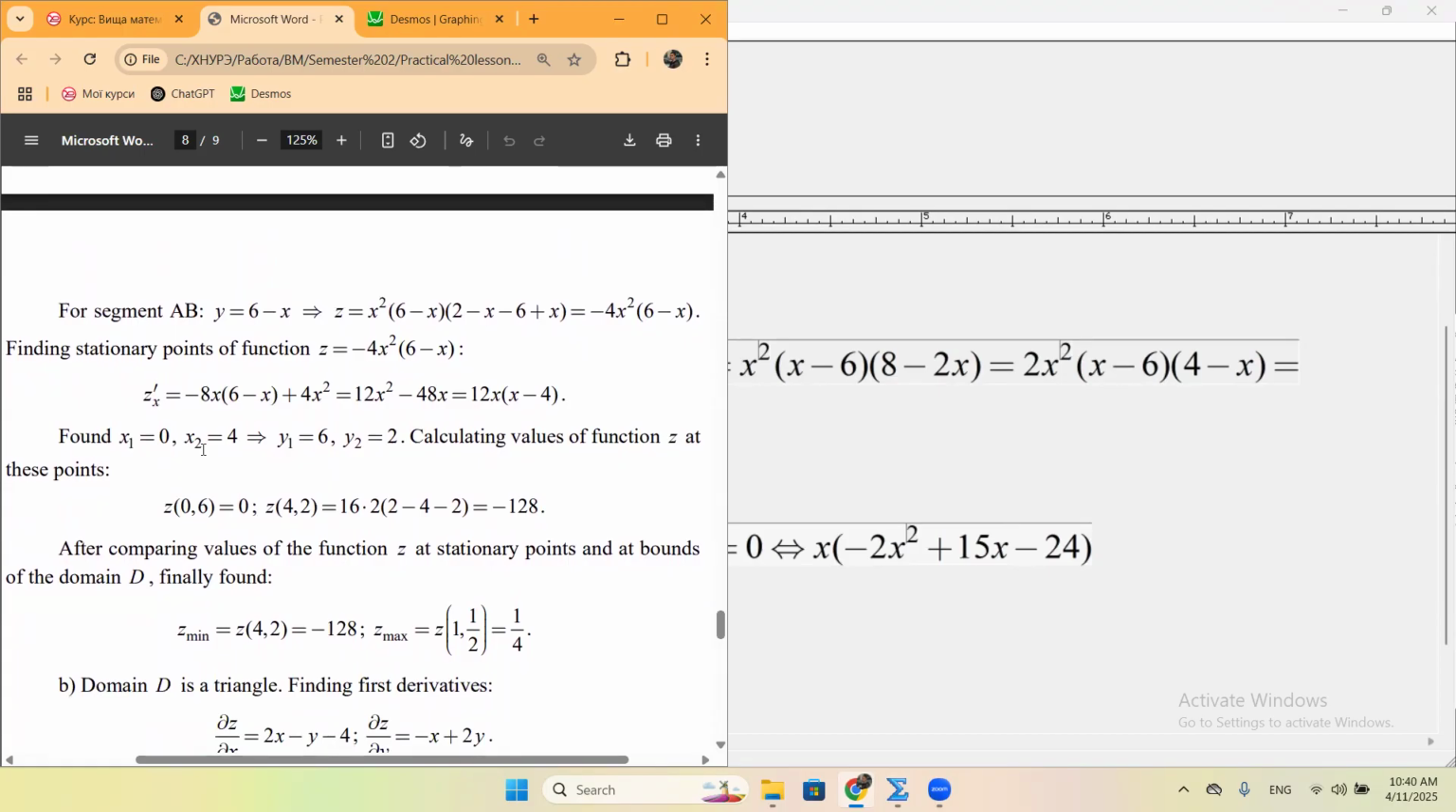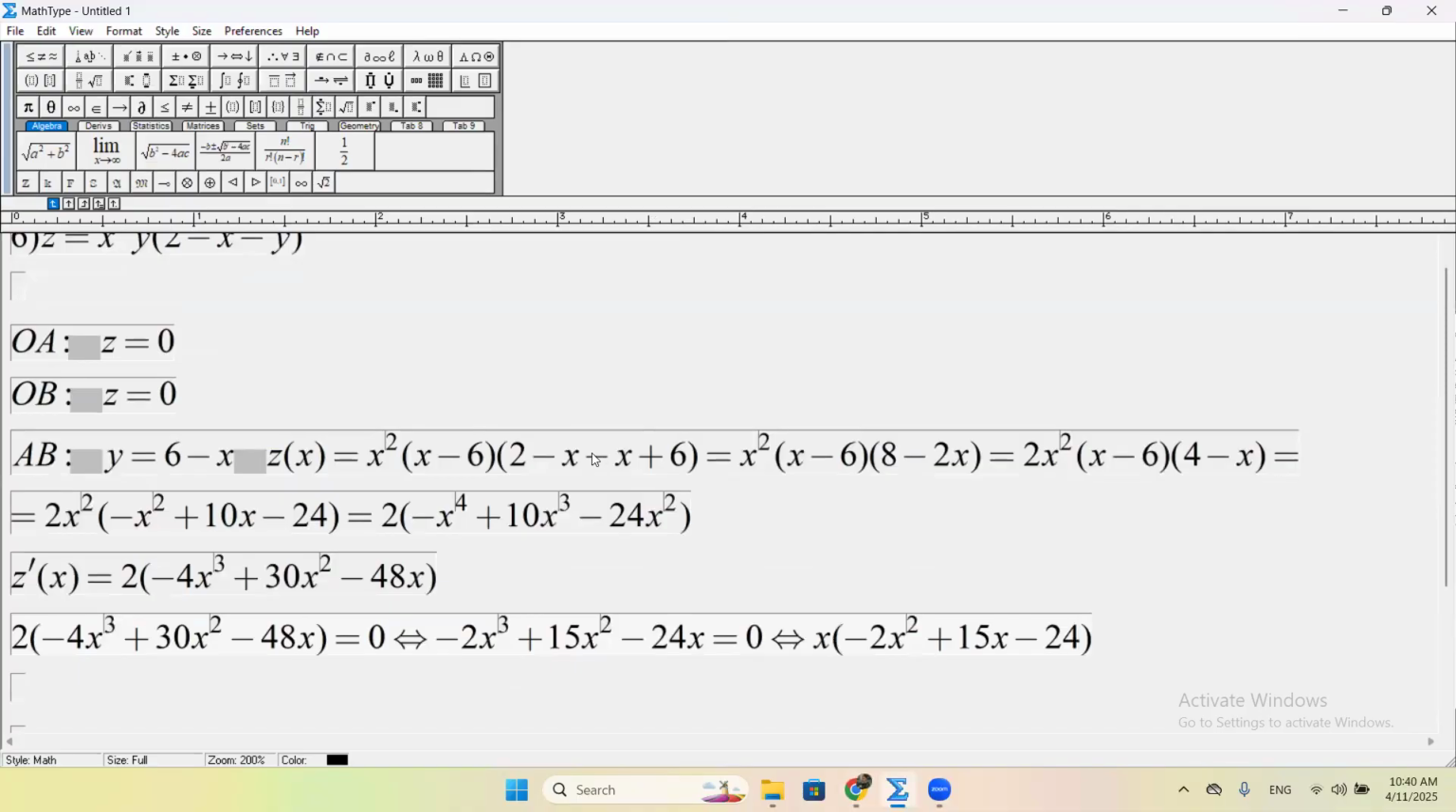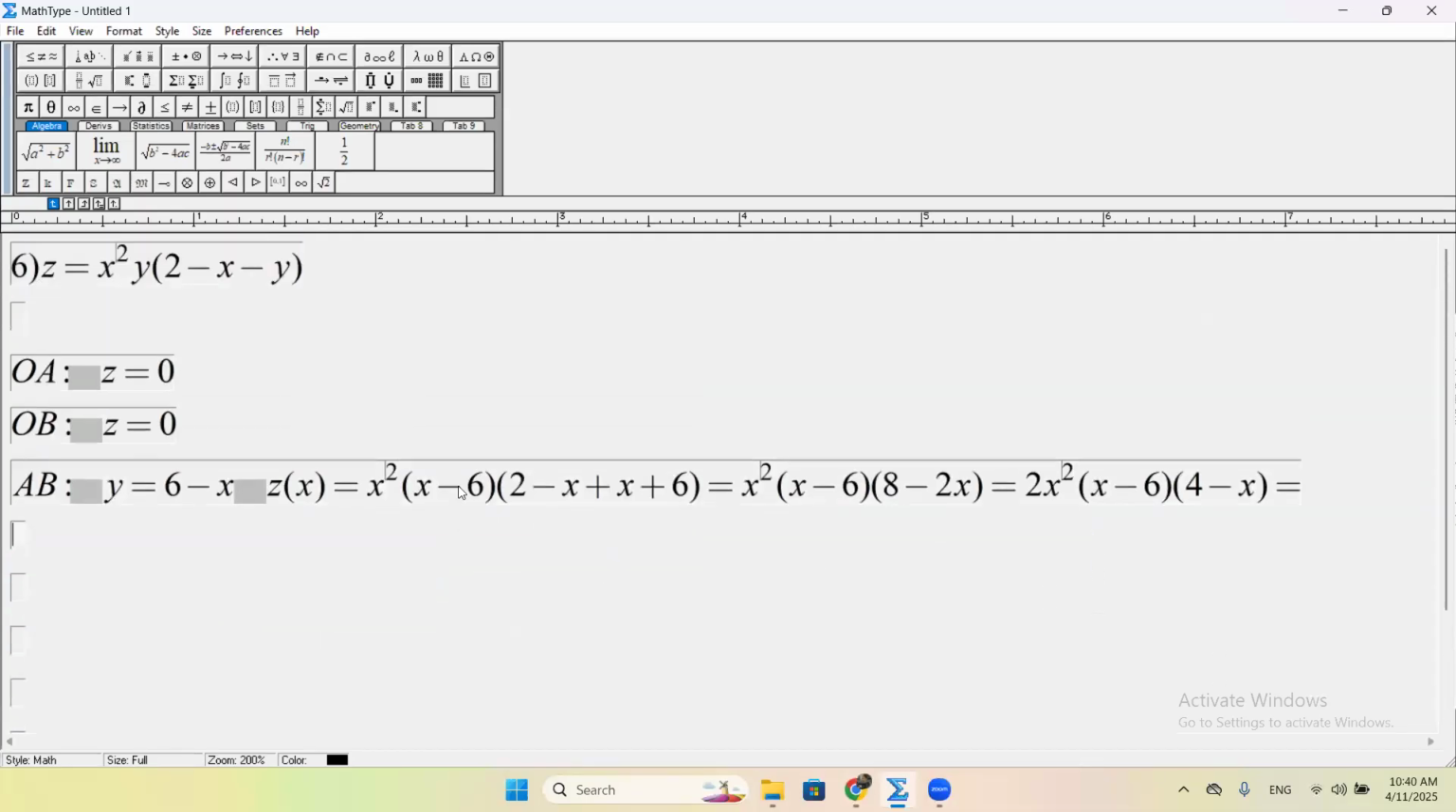Stop. Something seems to be incorrect. So here was a mistake. So plus x. So let's rewrite it. I confused the sign. So 6 minus x, and so minus y, so minus 6 plus x. So I will have just 8x squared by x minus 6. So now everything is correct.